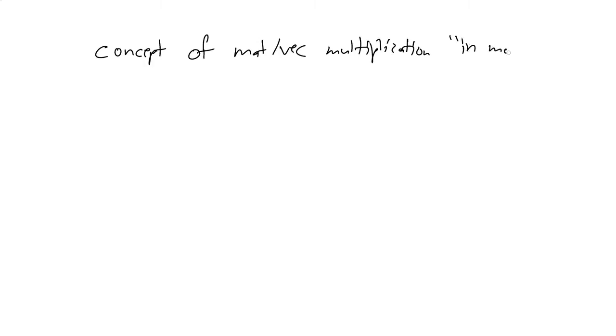First of all, I want to talk about, and this seems off topic, but it's really not, and that is the concept of doing matrix vector multiplication. But we're going to do it a special way with this application. We're going to do it in mod 2. Mod 2 arithmetic essentially just means that all of our numbers are going to be zeros and ones.